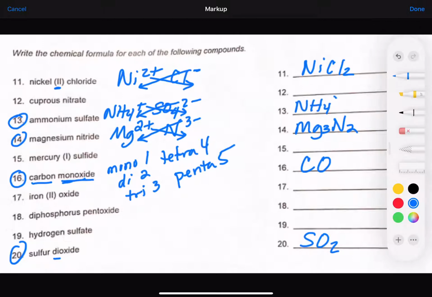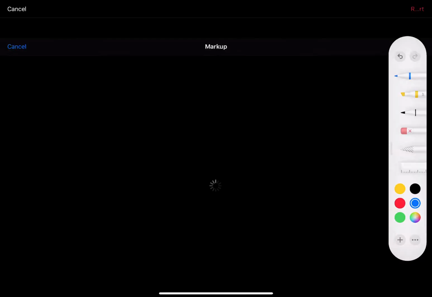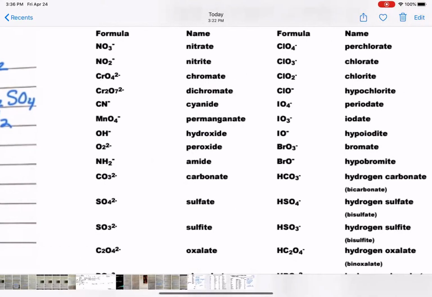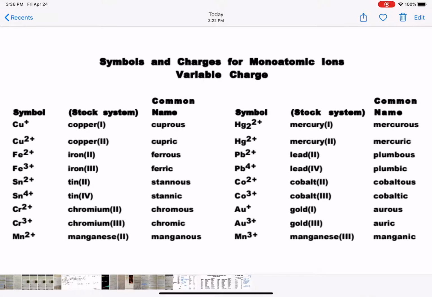NH4+ and SO4 2-. Switch these numbers to become the subscripts, and then you get NH4, you get that 2. If you're needing to put another number down there, if there's already a 4, you have to put parentheses around the whole thing. And SO4 1. So if I didn't put parentheses, it would look like NH4 2SO4, so it would look like you had 42 hydrogens. So you have to put those parentheses there. Okay, so that's how you do this worksheet.